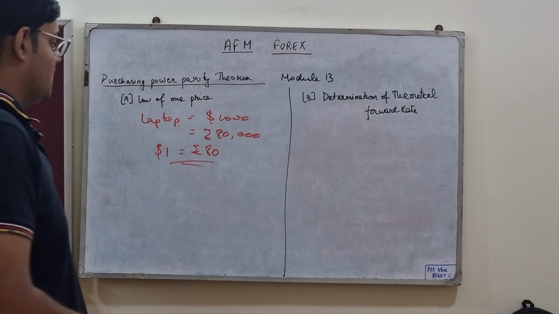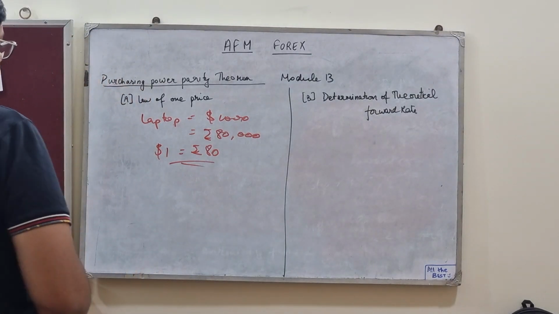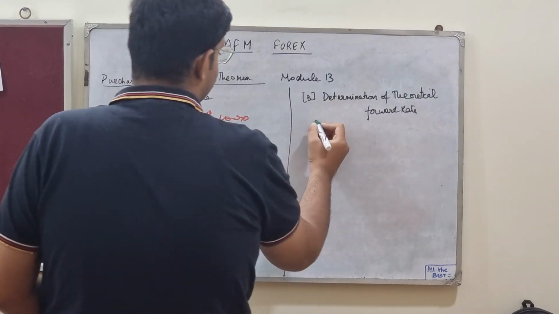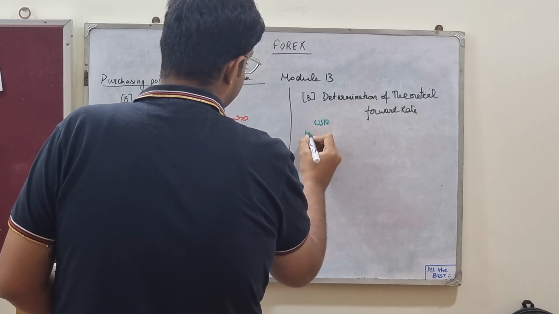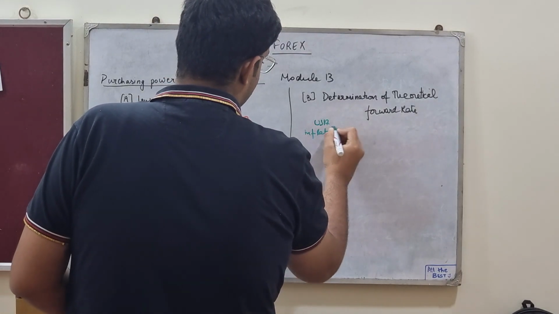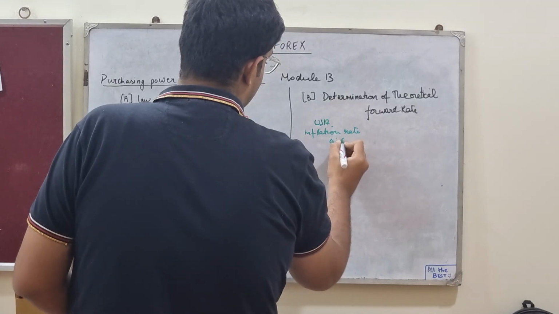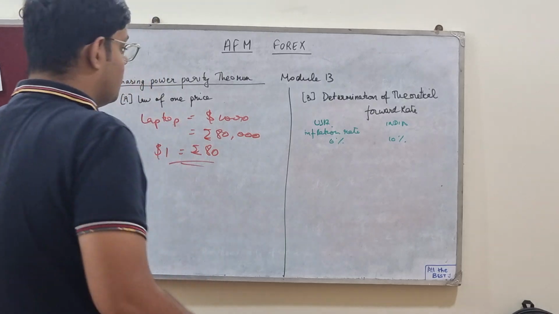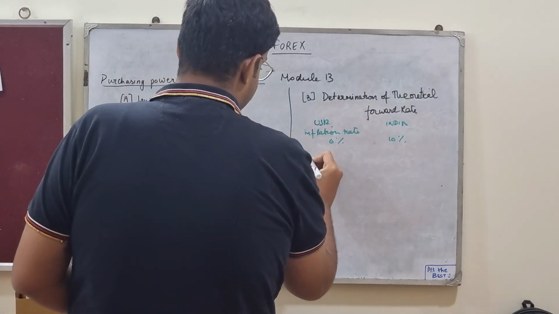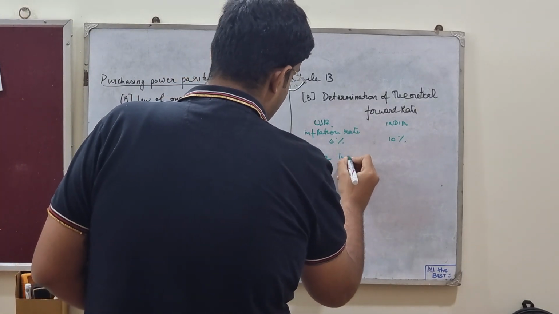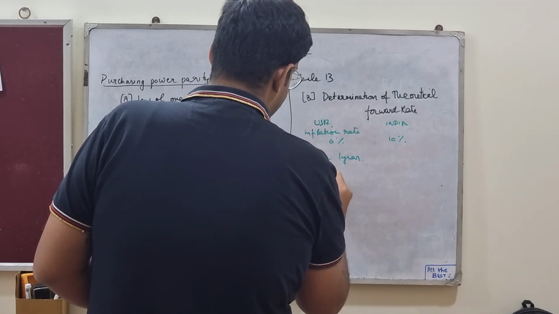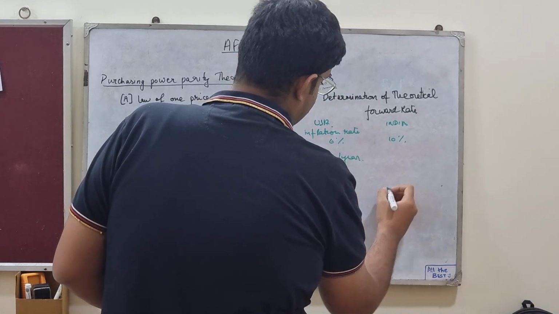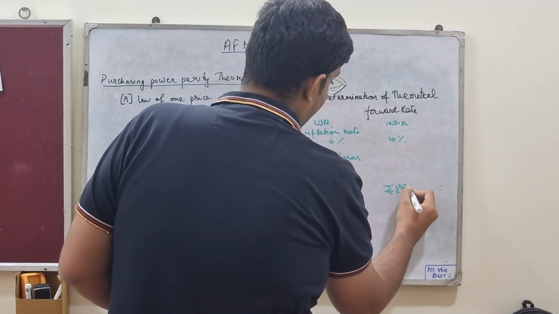Now, moving on to determination of theoretical forward rate. Now let's assume in US the inflation rate is 6%, whereas in India it is 10%. So what that means is, after 1 year, the same laptop will be equal to $1,060, whereas here it will be 88,000 rupees.